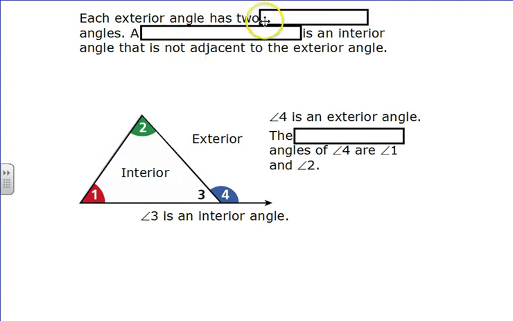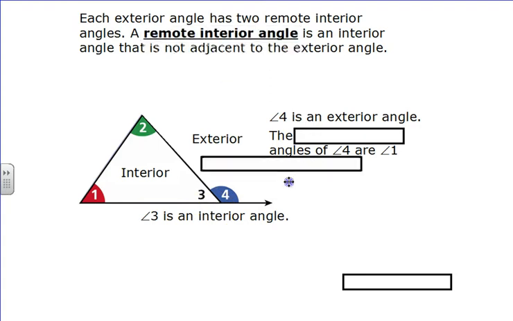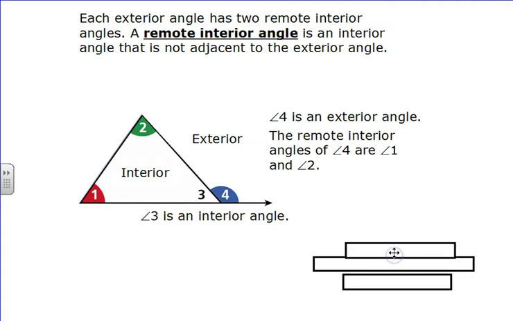Each exterior angle has 2 remote interior angles. There they are, not touching, not adjacent to this exterior angle. A remote interior angle is an interior angle that is not adjacent to the exterior angle. So angle 4 is an exterior angle, and angles 1 and 2 are remote.